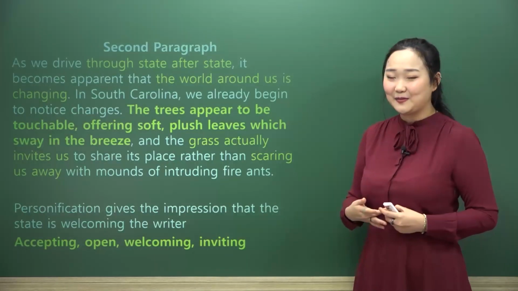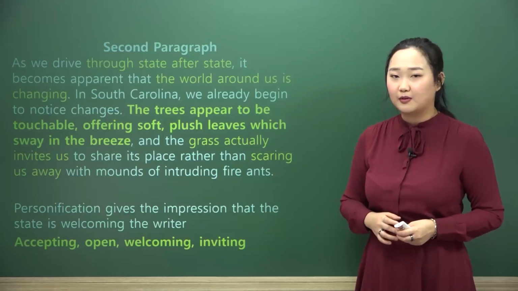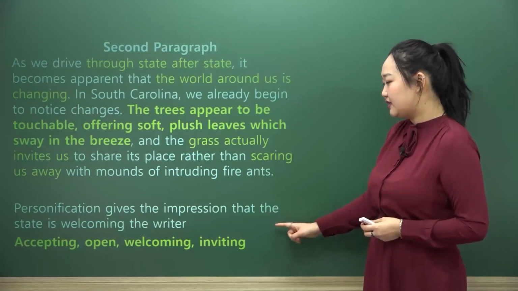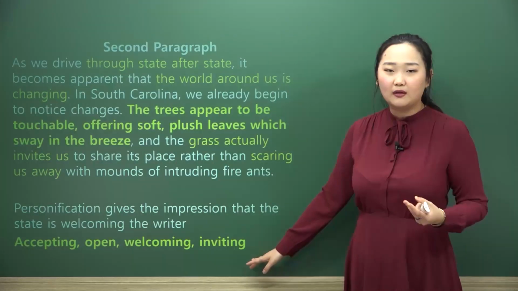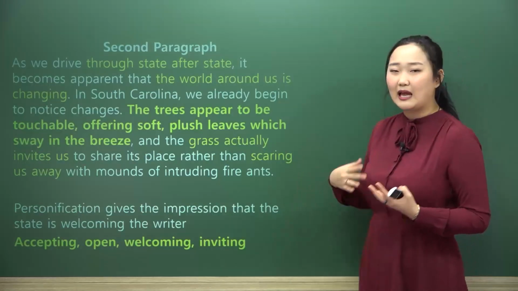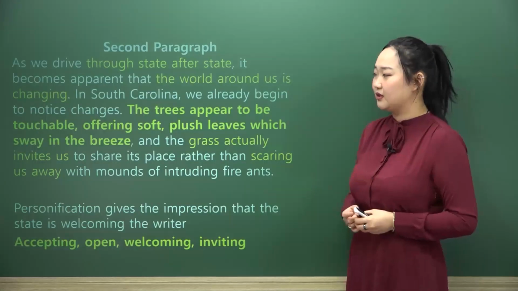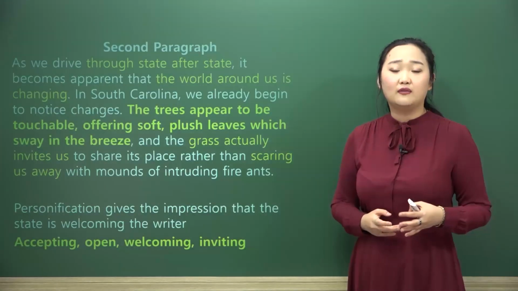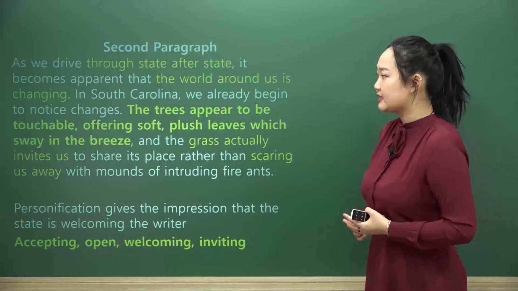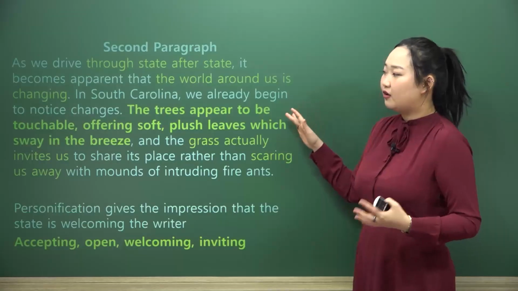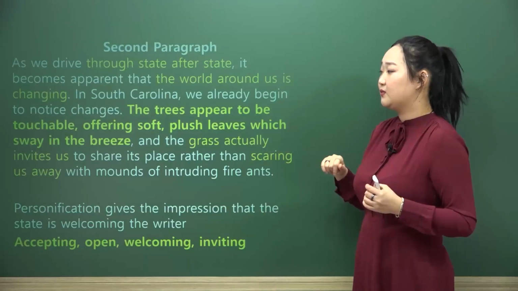I think this is a quite beautiful way of writing this sequence because they are using a lot of personification. Now, personification gives the impression that the state is welcoming the writer, which is accepting, open, welcoming, inviting. We've seen these words, we can understand it. But personification, for those who might not be familiar with the term, is when you give an inanimate object or something that is not human characteristics. And so what I mean by that is, there are trees that appear to be touchable, offering soft, plush leaves which sway in the breeze.